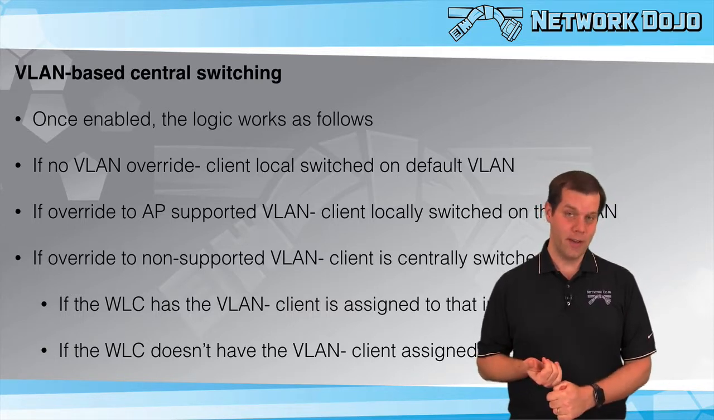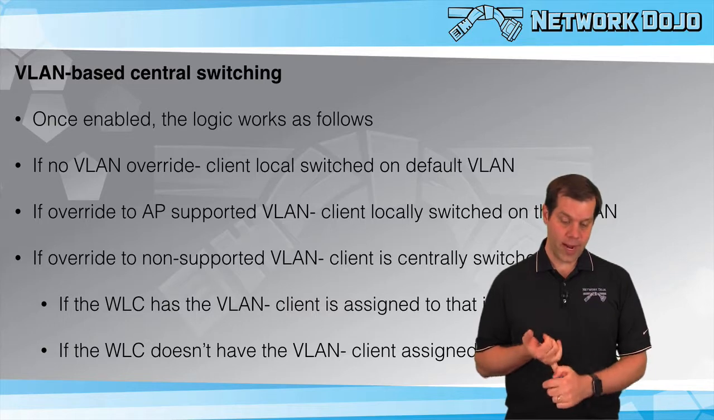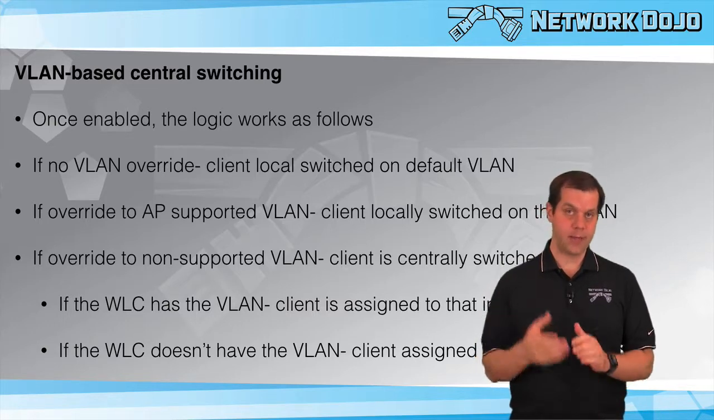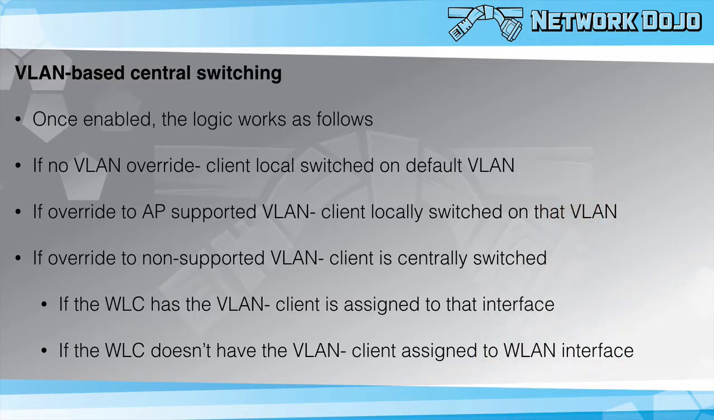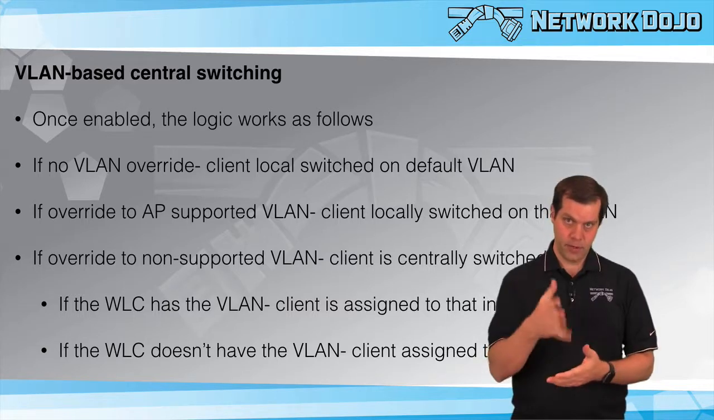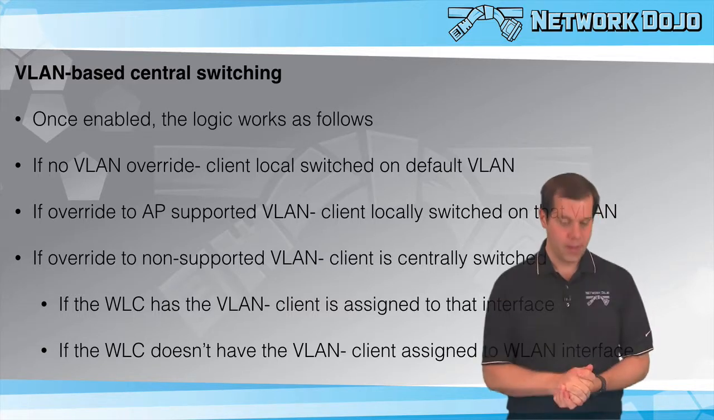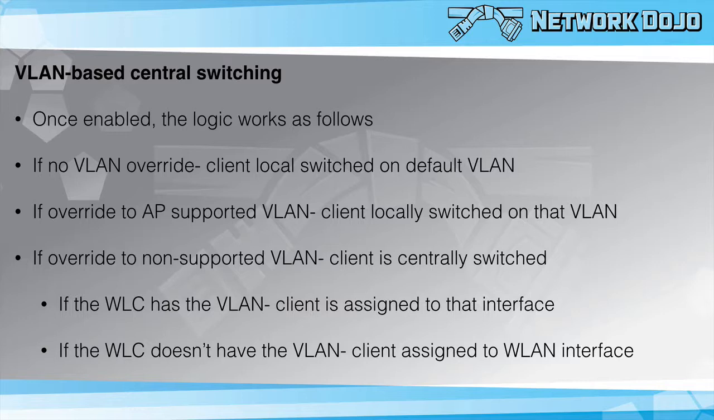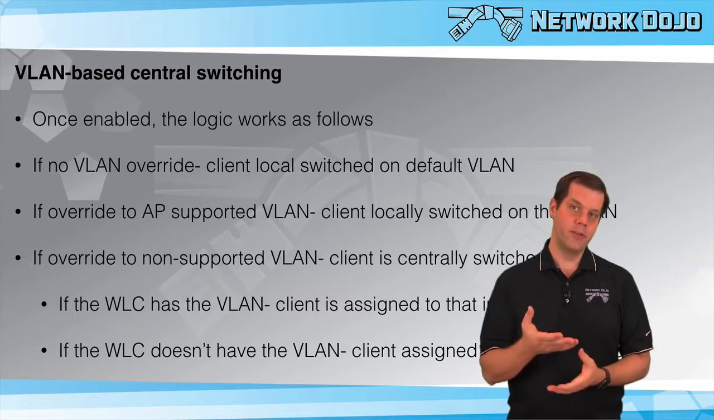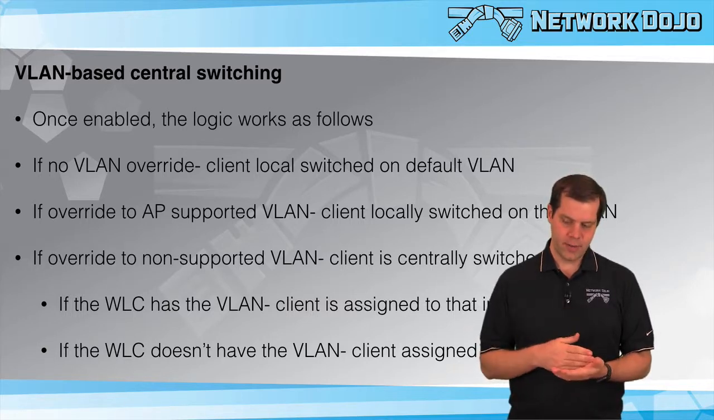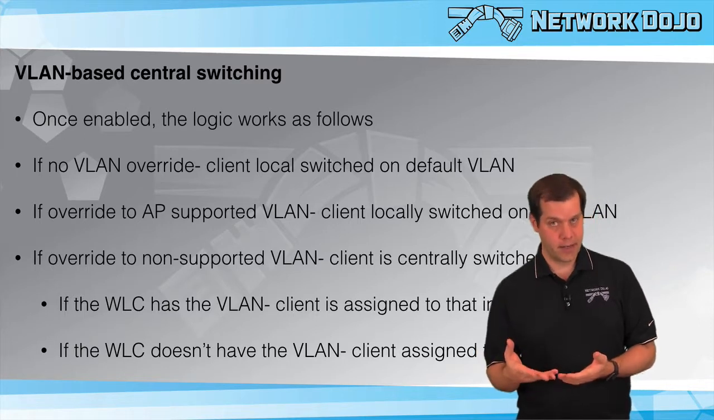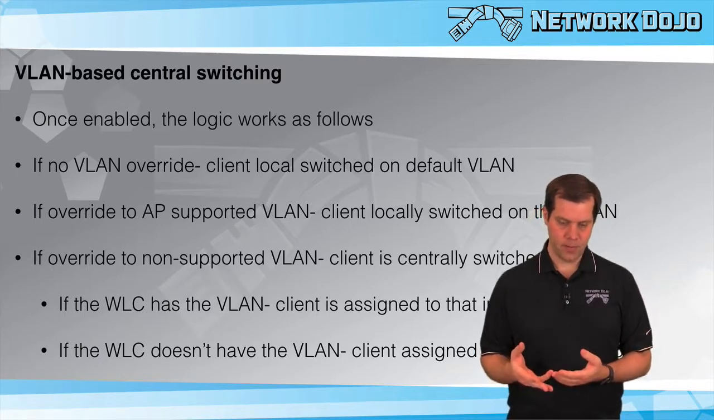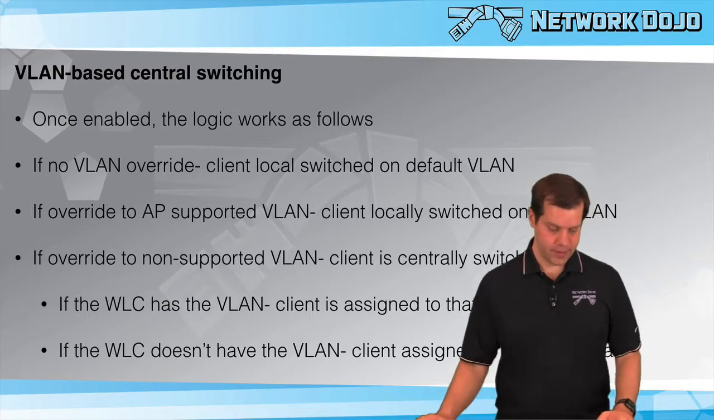Now, once it's centrally switched to the controller, the question is going to be, can the controller support that VLAN? If the controller has an interface with that VLAN, it will place the client onto that VLAN, and they'll pull an IP address in that VLAN and use that VLAN in a central switch fashion. If the controller does not have an interface associated with that VLAN, we still keep it centrally switched, but the controller assigns it to the interface assigned to the WLAN. So, a few different scenarios.